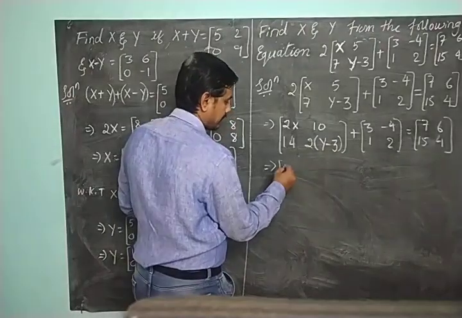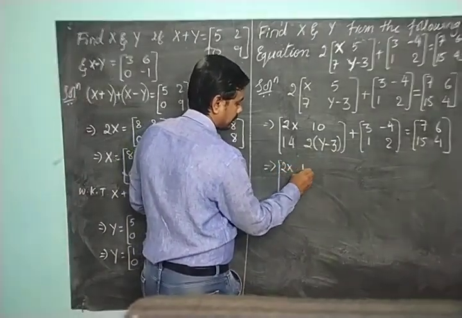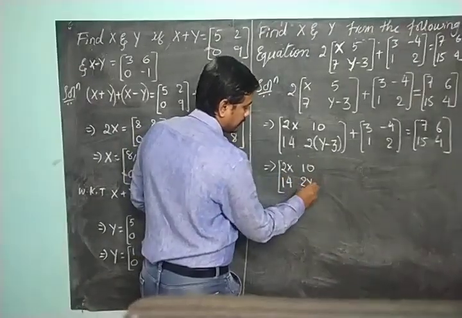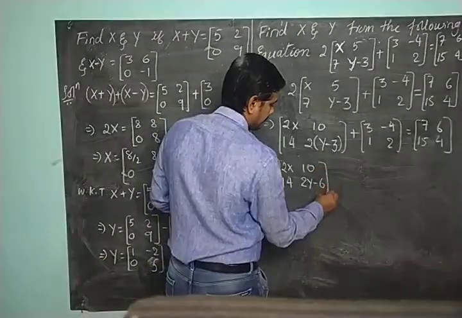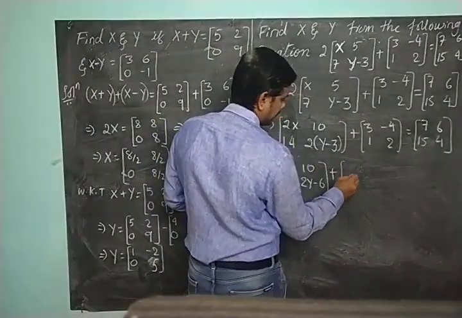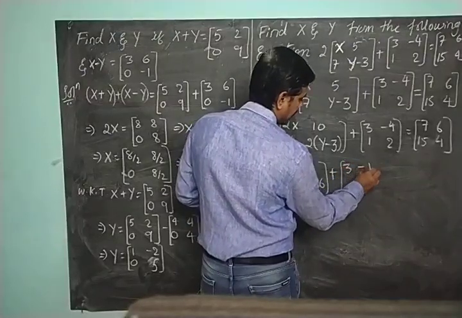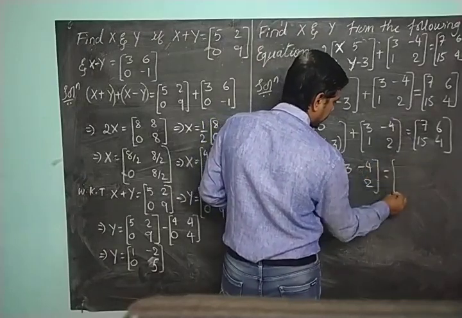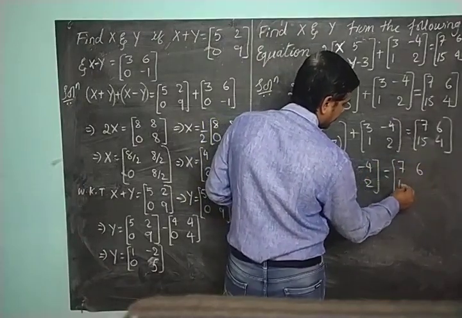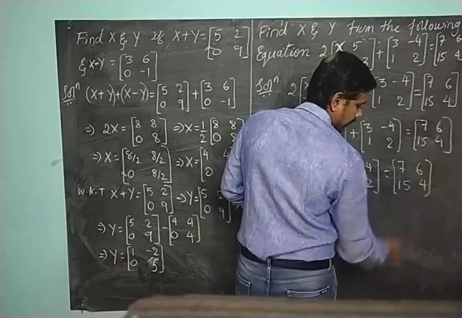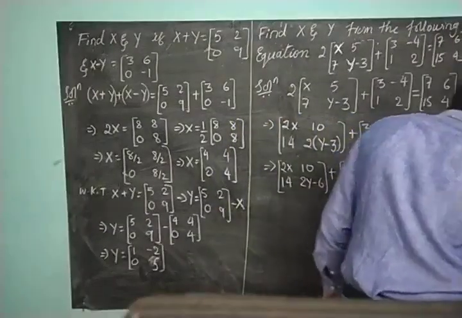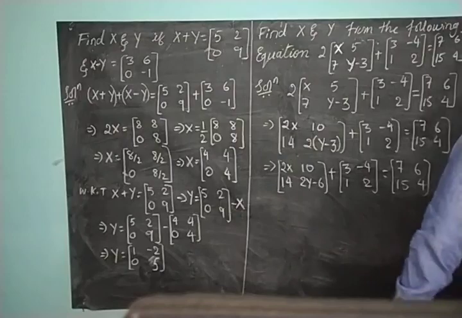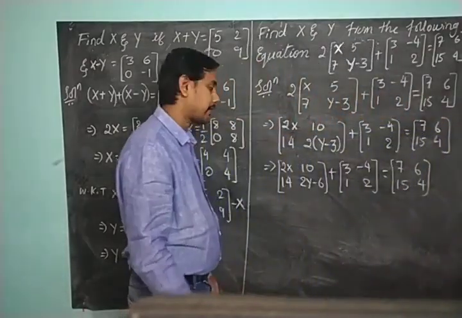This can be written as 2x, 10, 14, then 2y minus 6, plus 3, minus 4, 1, 2, that will be equal to what? RHS is as it is, 7, 6, 15 and 4.